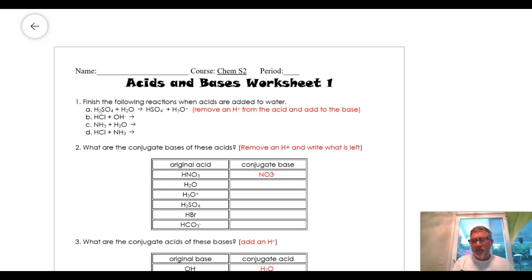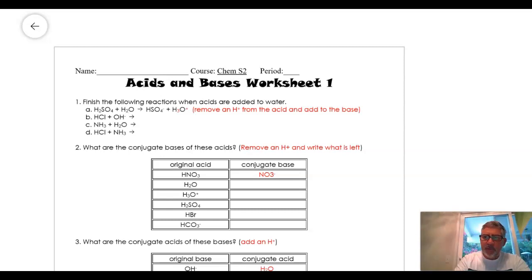All right. Some of you said you needed help with the pH homework, so here we go. So let me try to figure out if I can help you out here. For the first one, I gave you examples on how to do all of them. It said finish the reactions when acids are added with water.